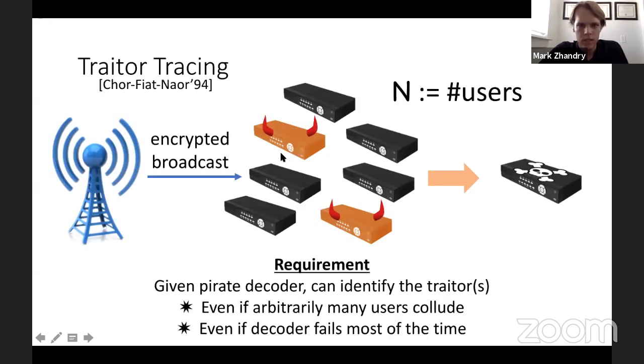Right, so what is traitor tracing? The setting is we have a content distributor who is sending an encrypted broadcast to a bunch of users. And we're worried that some of the users will take their secret key and release it publicly or sell it to a friend or whatever. And the goal is to, if the content distributor ever finds such a leaked secret key, to identify the traitor. And we want to do this even if the secret key is embedded in a decoder program or actually even a physical decoder device, even if arbitrarily many users collude to build the decoder device, and even if the decoder fails most of the time.